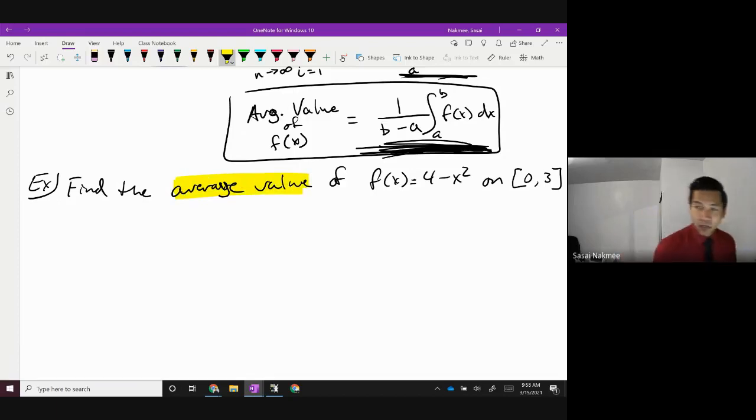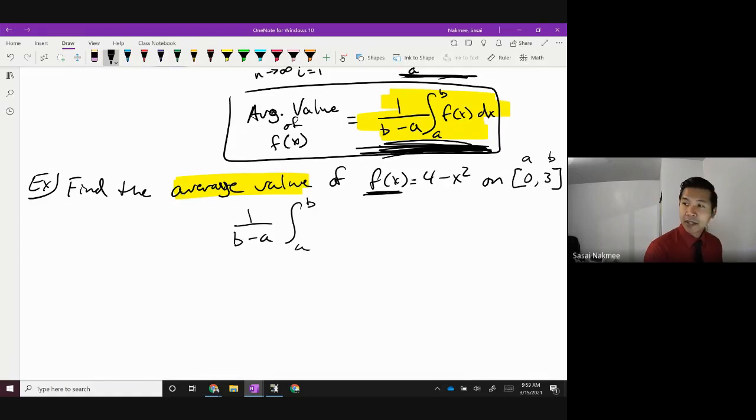Okay? So again, we have the formula right here. If I ask you to find the average value of a function, bam, you just plug in this formula with whatever you have. So here's my f of x, here's my a and here's my b. The formula is 1 over b minus a times the integral from a to b of f of x dx. When I plug this in, this comes out as 1 over 3 minus 0 times the integral from 0 to 3 of 4 minus x squared dx.